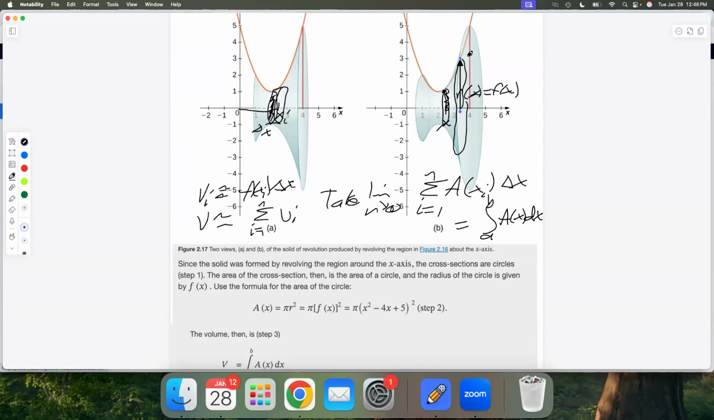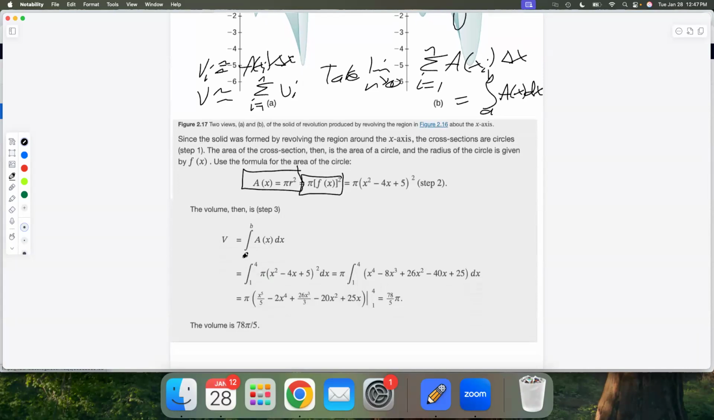What's that R? Oh, that R is just the function value. It's just that distance from the x-axis up to the curve. So your cross-sectional area is always pi r squared, but that's always pi f of x squared.